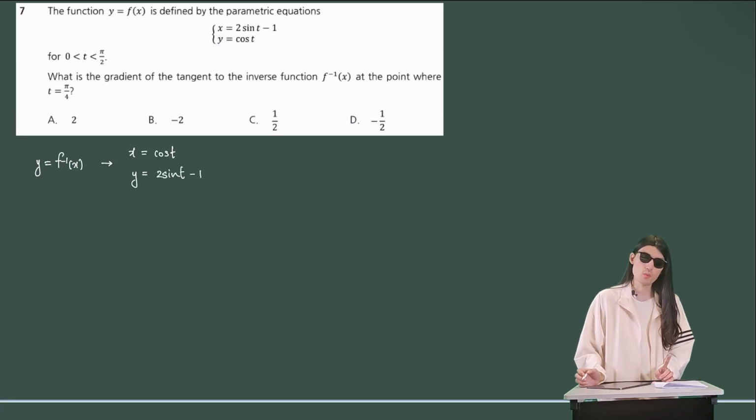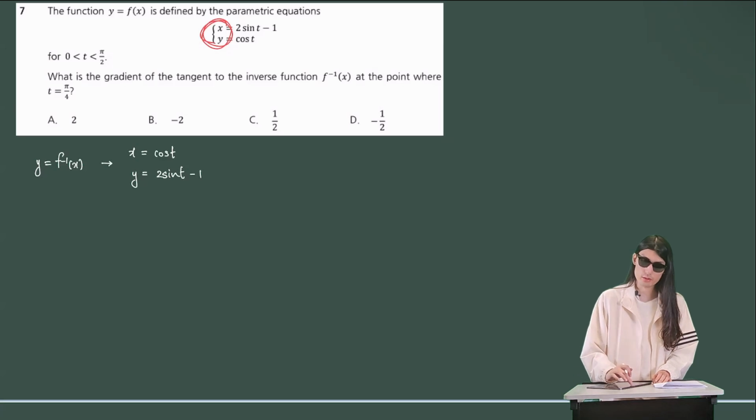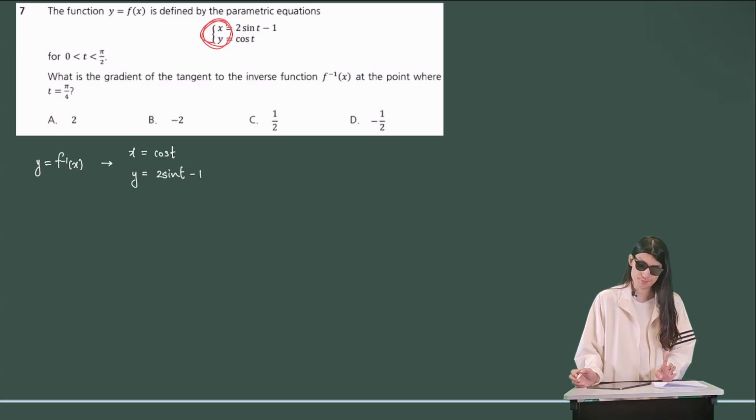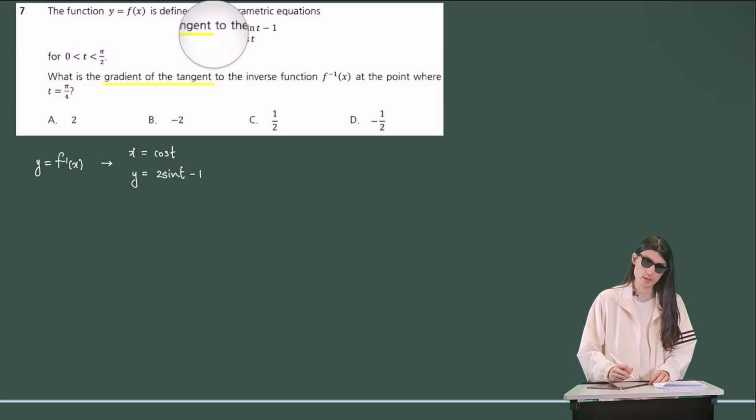x would be cosine t, y would be 2 sine t minus 1. Swap these x and y. Swapped around, isn't it? And your job is to find the gradient of the tangent to this function at the point where t is equal to pi on 4. Gradient of tangent. In other words, dy dx.